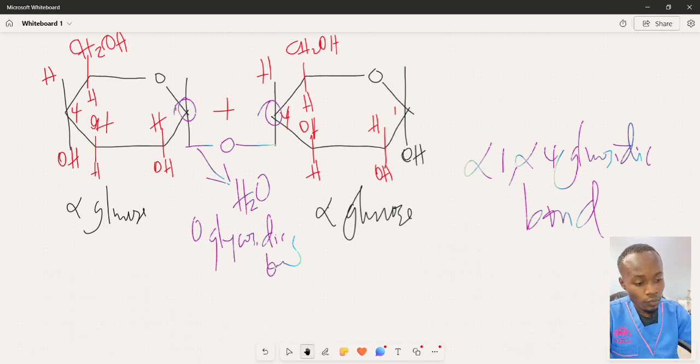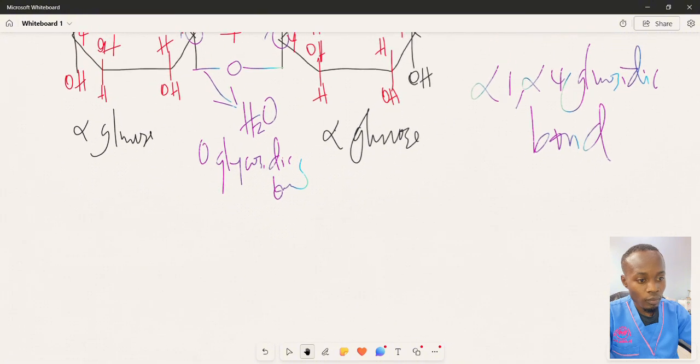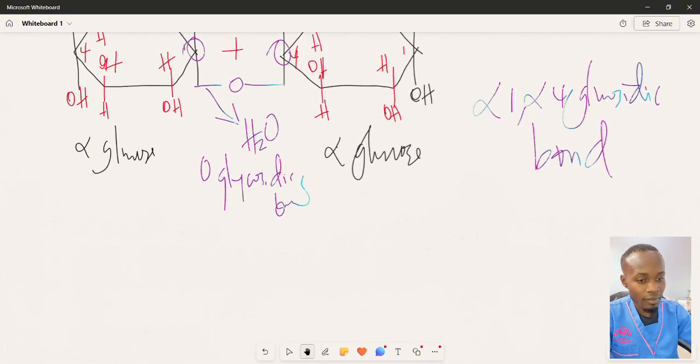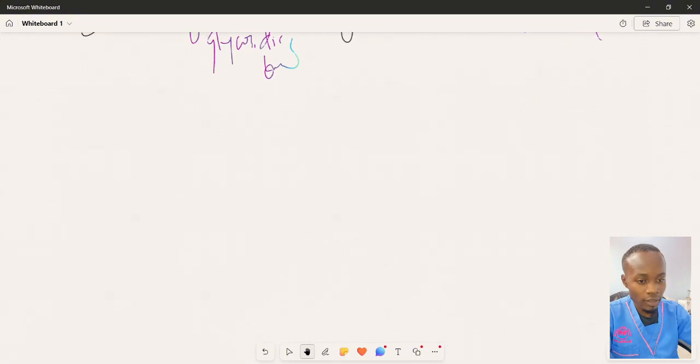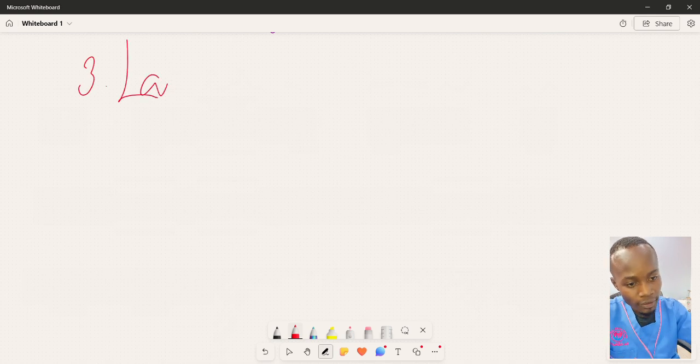Let's do lactose. So maltose is present in malt. It's a malt sugar. Those who are taking Guinness, Guinness has it, beer has it. Number 3, let's see lactose.